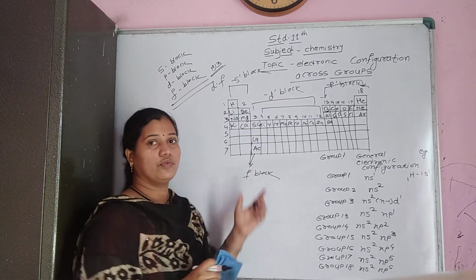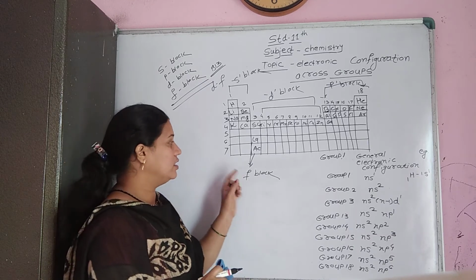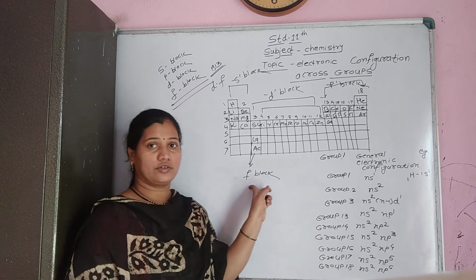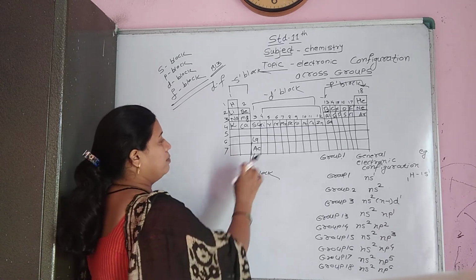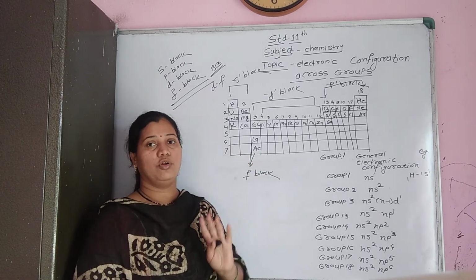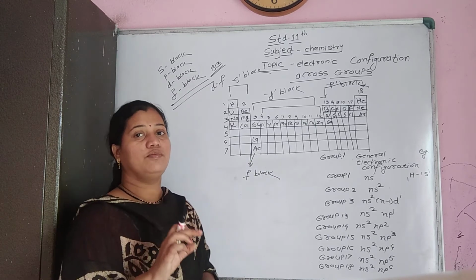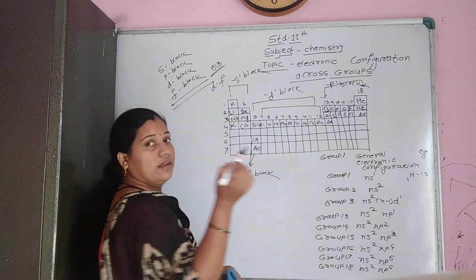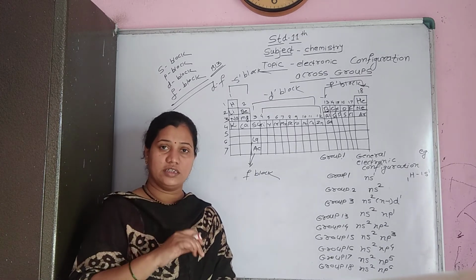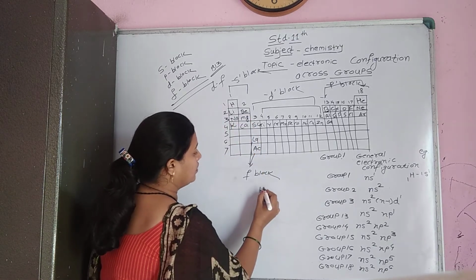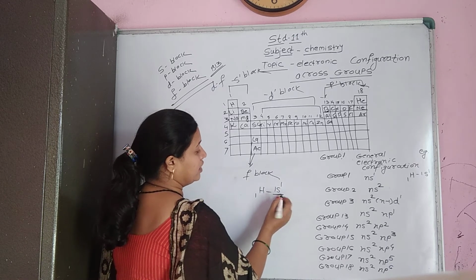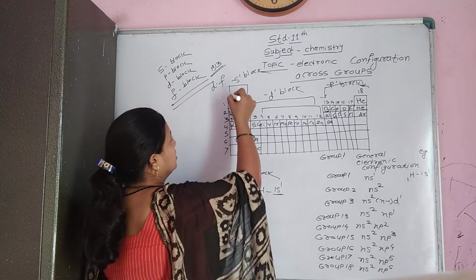And in case of the f block, when we write down the electronic configuration and observe that the last electron enters the f subshell, these elements are placed in the f block. So the elements are classified into four blocks, s, p, d, and f, according to which subshell the last electron enters. In the case of hydrogen, atomic number 1, electronic configuration 1s1, the last electron enters the s subshell, so hydrogen is placed in the s block.